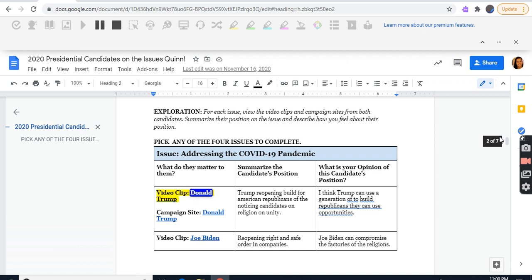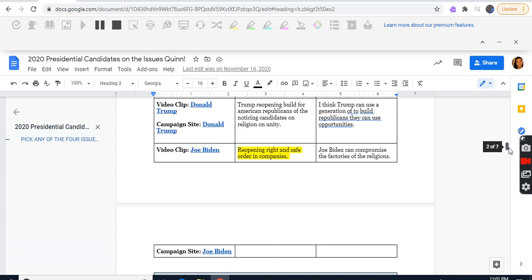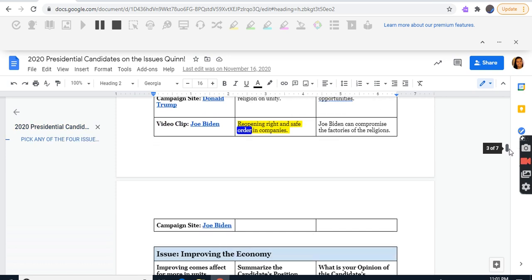Video clip. Donald Trump. Campaign site. Donald Trump. Trump reopening bill for American Republicans of the noticing candidates on religion on unity. I think Trump can use a generation of to build Republicans. They can use opportunities. Video clip. Joe Biden. Reopening right and safe order in companies. Joe Biden can compromise the factories of the religions.